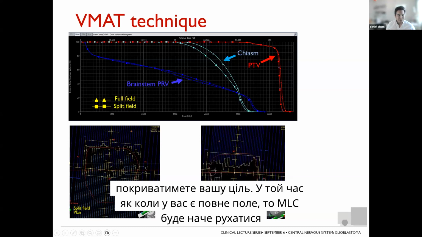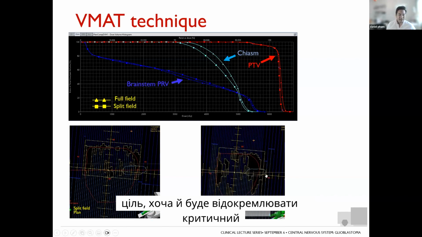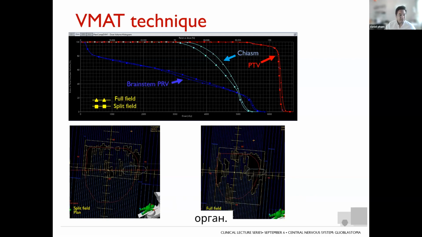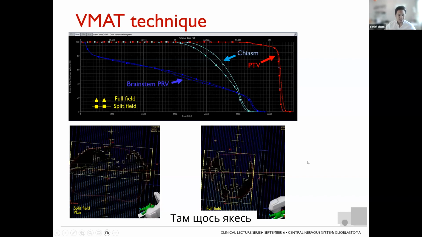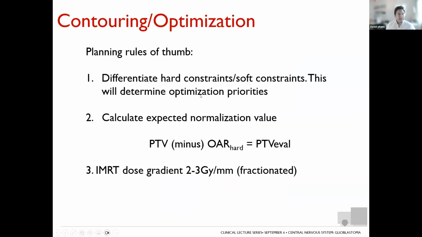Whereas when you have a full field, the MLCs will be traveling across the field, and I think it will struggle with trying to cover the target while shielding out a critical organ. It's a tool that can be used depending on the clinical case.